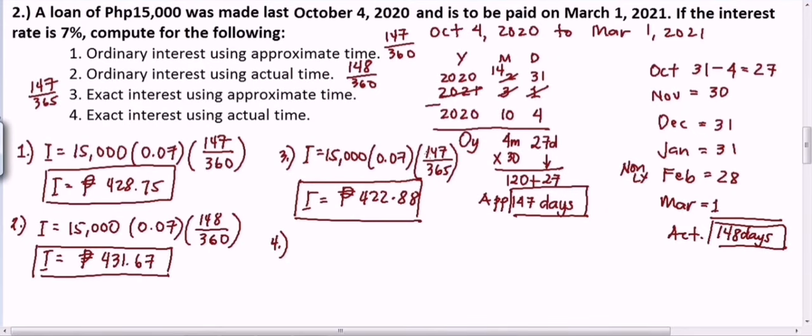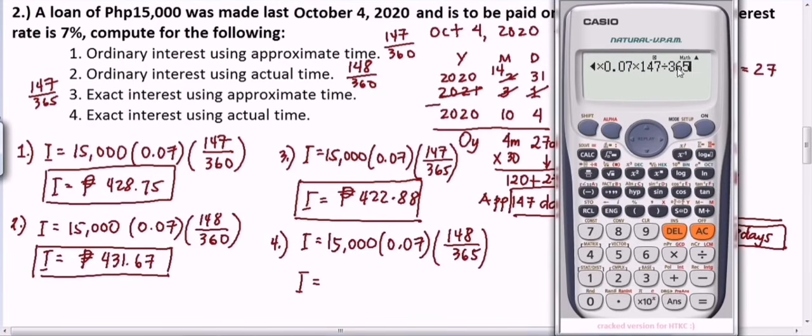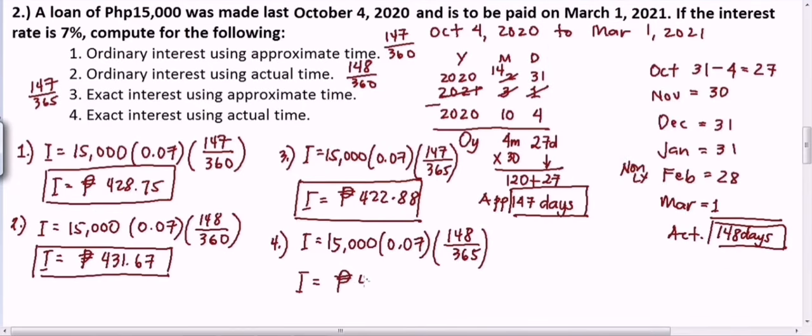And then number 4, babaguhin ko lang, exact interest pa rin siya, so over 365 pa rin, pero babaguhin ko yung numerator, gagamitin ko yung actual time na na-compute natin, which is 148. So, I is equal to 15,000 times 0.07 times 148 over, since exact, 365. Okay, so i-edit na lang natin yung nasa calcu, naka-over 365 na yan. Ibahin ko lang to 147, gawin ko siyang 148. Okay, so the answer is 425.75.